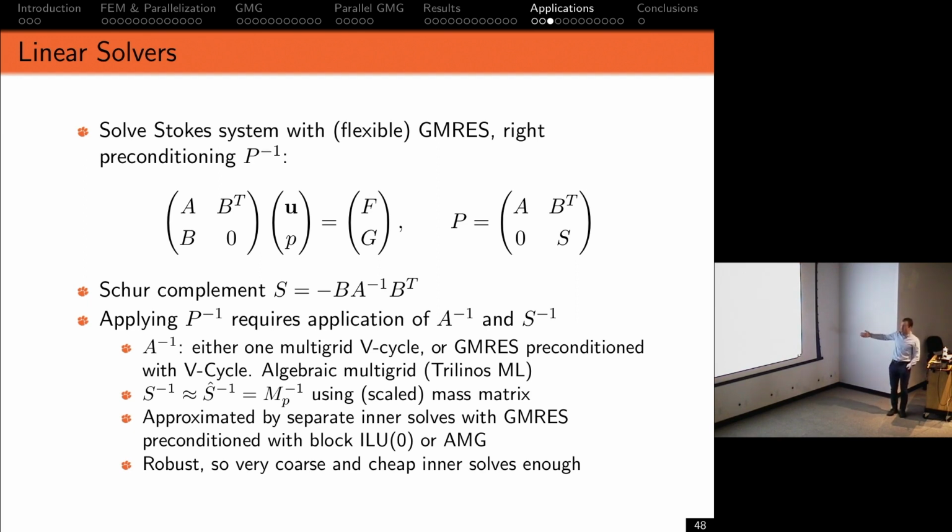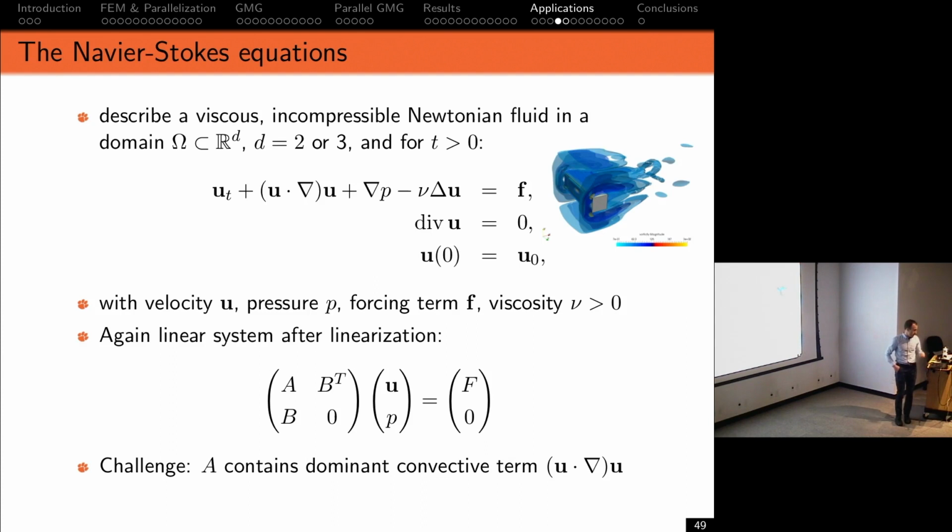So what do we do right now? For example, for A inverse, I do a V cycle, and S needs to be approximated, for example, using a scaled mass matrix or something more sophisticated depending on the problem. Right? And so you have inner solves, but you basically decompose things until you can apply multigrid. That gets more complicated for a Navier-Stokes flow.